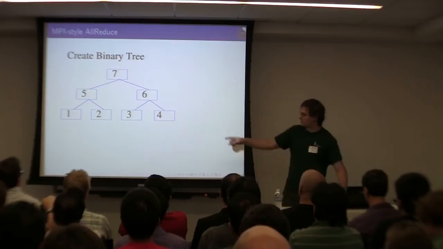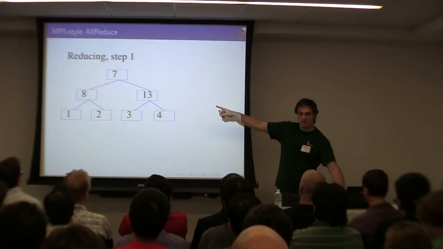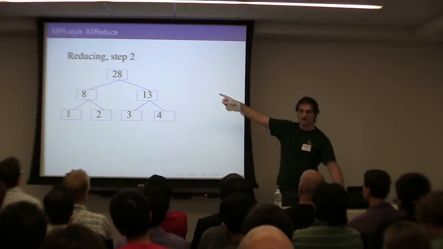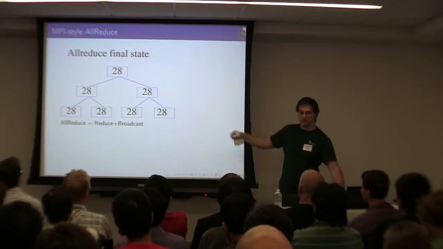So 3 plus 4 plus 6 is 13. And then 8 plus 13 plus 7 is 28. And now you have the sum of all numbers at the top. And then you broadcast them back down through the tree.